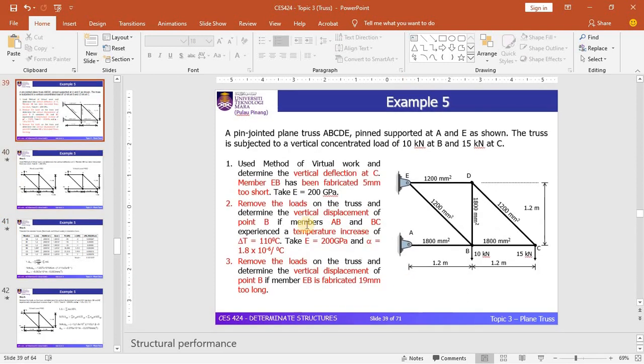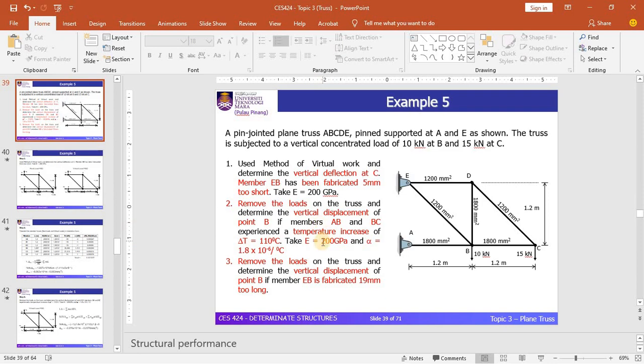Let's move to the second question, which is on the vertical displacement of joint B, where members AB and BC experience a temperature increase of 110 degrees Celsius. In this case, we are still at joint B as we did in the first part, meaning that you can recycle the values of internal forces for the real case and the virtual case.